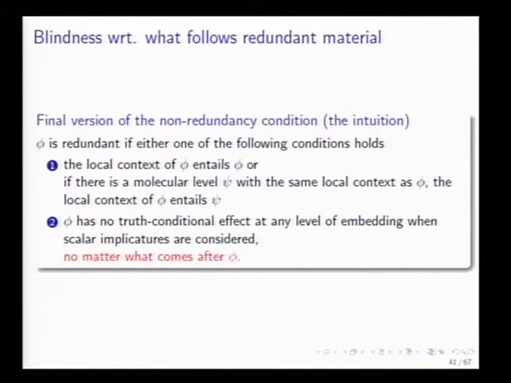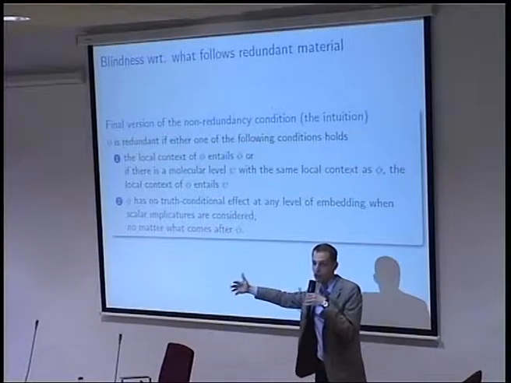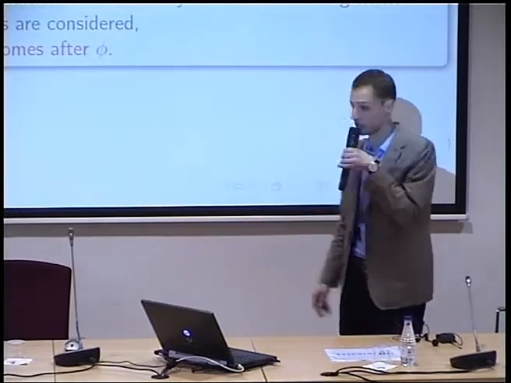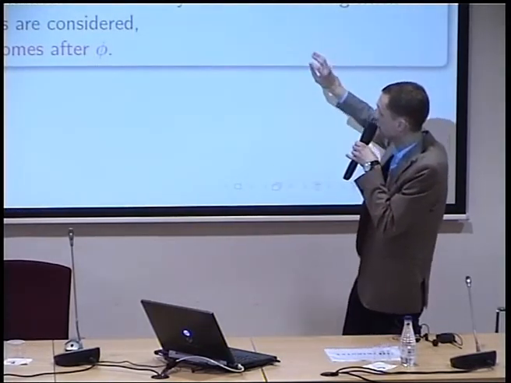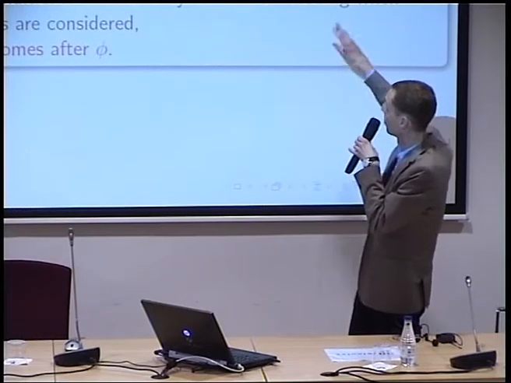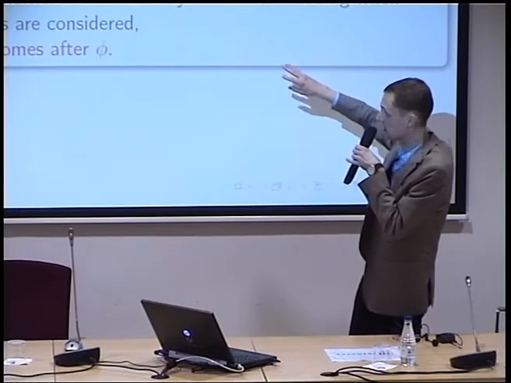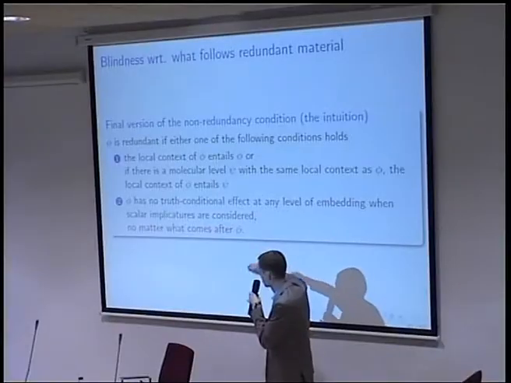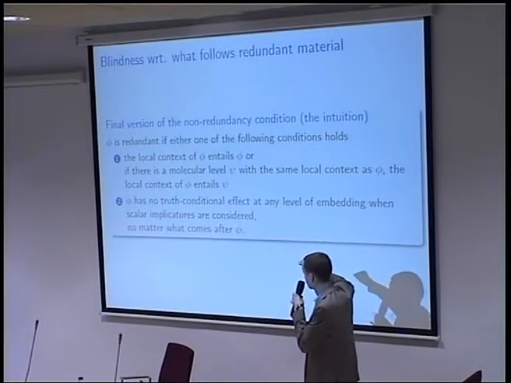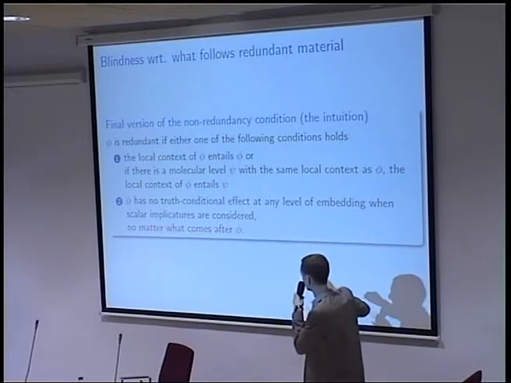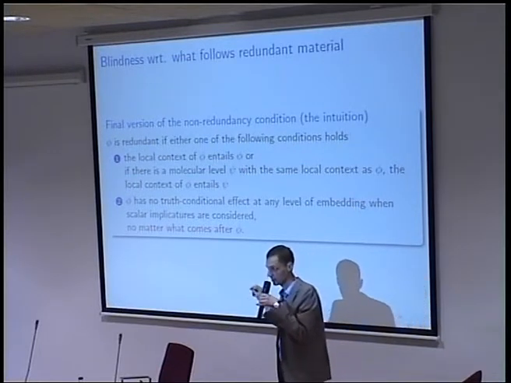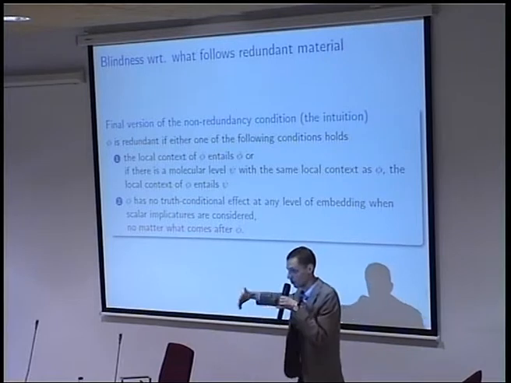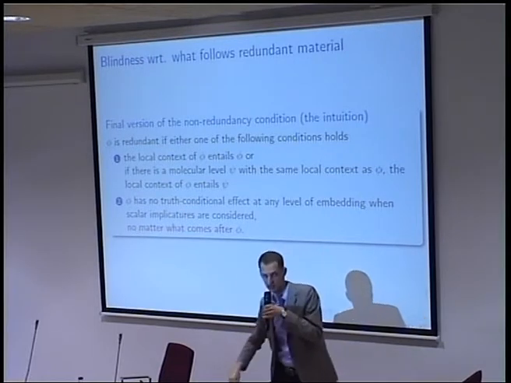What we suggest now is that the actual non-redundancy condition should be blind with respect to the actual material following the potentially redundant material, i.e. the material that you're checking whether it's redundant or not. So again, the intuition: we say that phi is redundant if either one of the following two conditions holds. One stays the same as before, but two now says that phi has no truth conditional effect at any level of embedding when the scale implications are taken into account, no matter what comes after phi in that sentence, right?